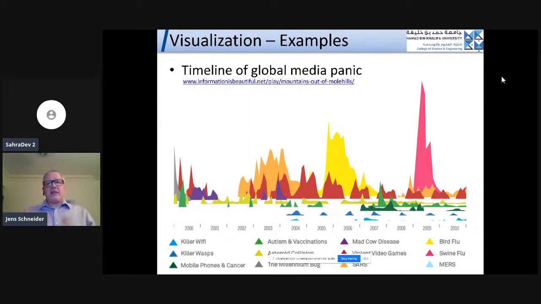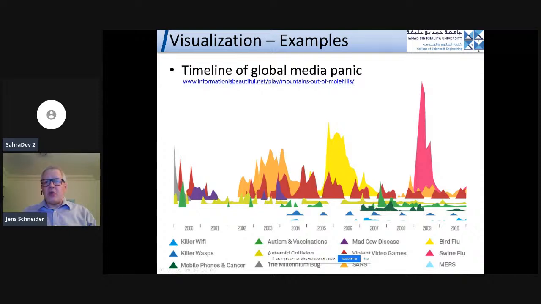Let's have a look at another example, how visualization helps. So now we understand that visualization can be very helpful to imagine really large numbers and large dynamic ranges. This here is a timeline of a global media pandemic between 2000 and 2010. And you see here people somehow worry every now and then about killer Wi-Fi, that Wi-Fi is causing cancer. Killer wasps and mobile phones and cancer.